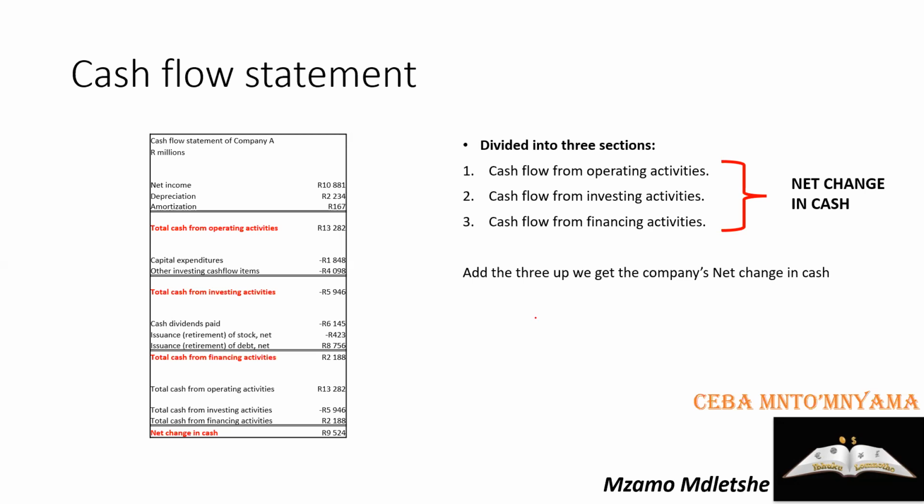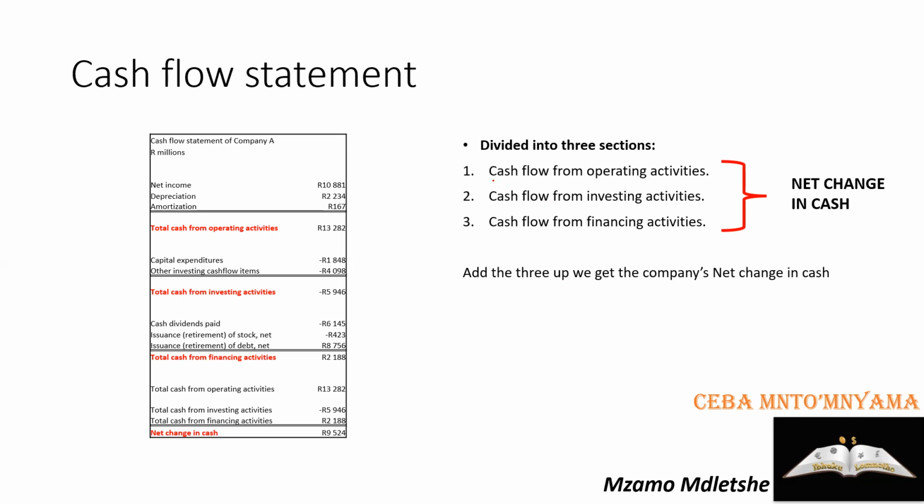Moving on to the cash flow statement, which is the third book of a financial report of a business. The cash flow statement tells us if the company is bringing in more cash than it is spending, which is positive cash flow, or if it is spending more cash than it is bringing in, which is negative cash flow. It is divided into three sections.